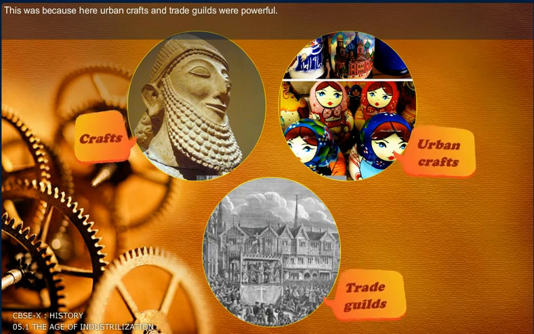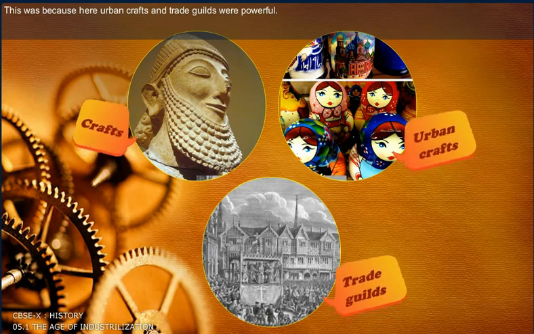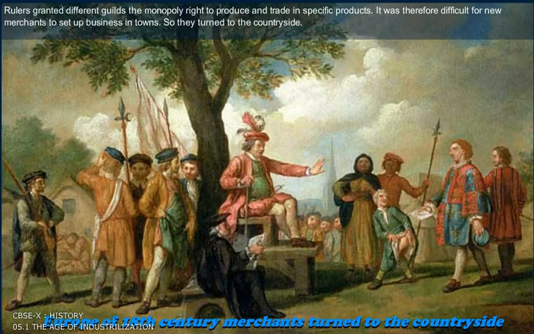This was because here urban crafts and trade guilds were powerful. These were associations of producers that trained craftspeople, maintained control over production, regulated competition and prices, and restricted the entry of new people into the trade. Rulers granted different guilds the monopoly right to produce and trade in specific products. It was therefore difficult for new merchants to set up business in towns, so they turned to the countryside.